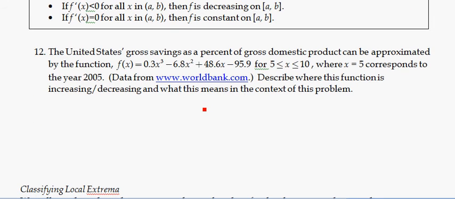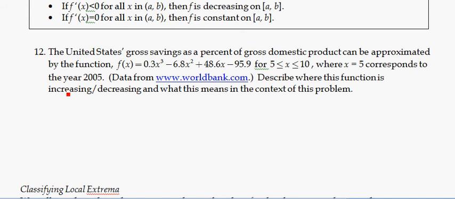We have the U.S.'s gross savings as a percent of gross domestic product, which can be approximated by this function f of x equals this cubic here. And this is for values of x between 5 and 10. So this is a model that will only last for these 5 years, but that's a pretty good model. x equals 5 corresponds to the year 2005. So the question is to describe where this function is increasing and decreasing, and then what this would mean in the context of the problem.